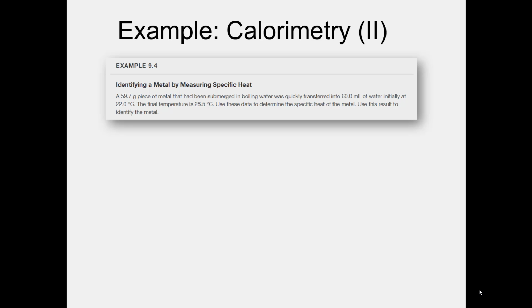Let's look at a second example. This is example 9.4 from the OpenStax textbook, where we'll again use calorimetry data. This time we'll use the data from a calorimetry experiment to determine the specific heat of a metal sample. And then we're going to determine a likely identity for the metal based on the value of its specific heat.